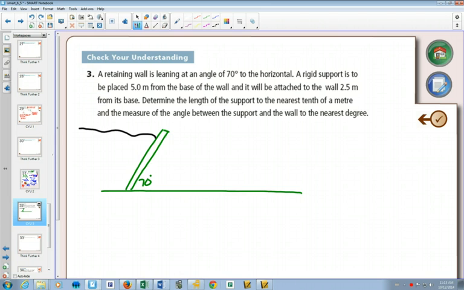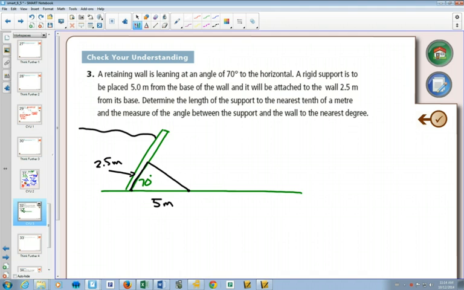That becomes dangerous, right? Especially for the little kids playing underneath the wall. You're like, oh, this is looking dangerous. So we need to put a support. And a rigid support is to be placed 5 meters from the base of the wall. So if we go 5 meters away and attach 2.5 meters up the wall on its base. So this length right here is 2.5 meters.